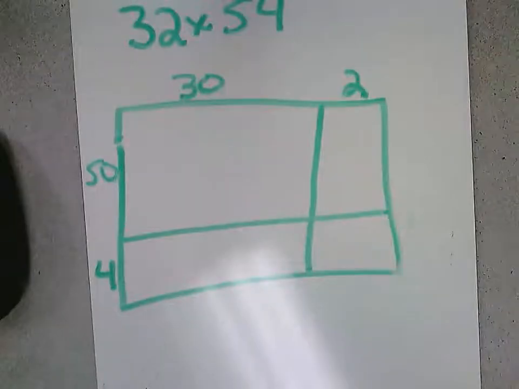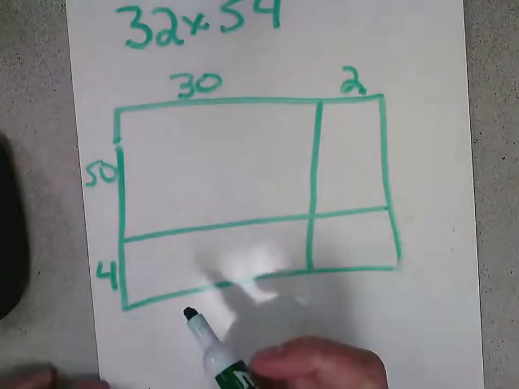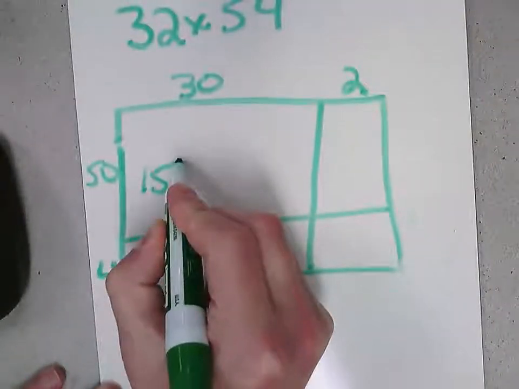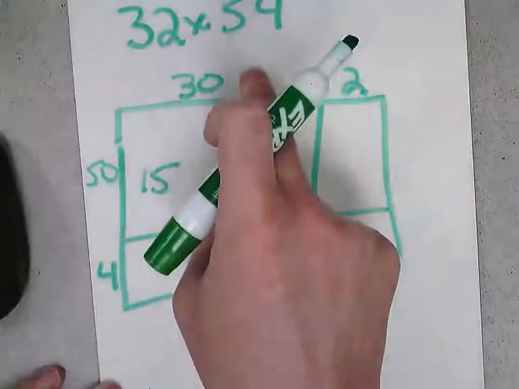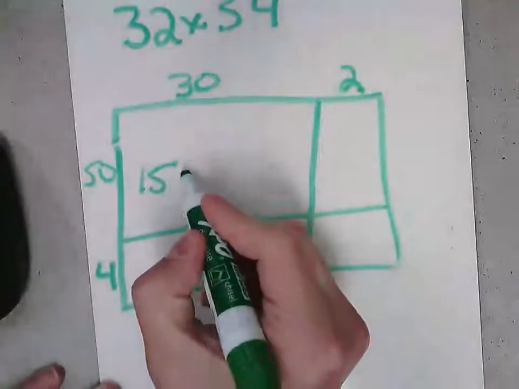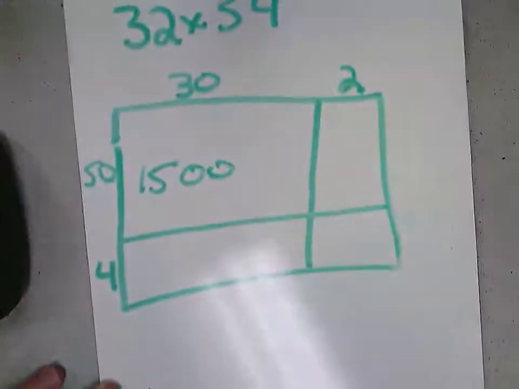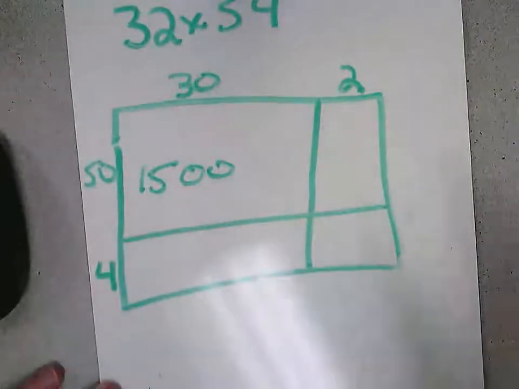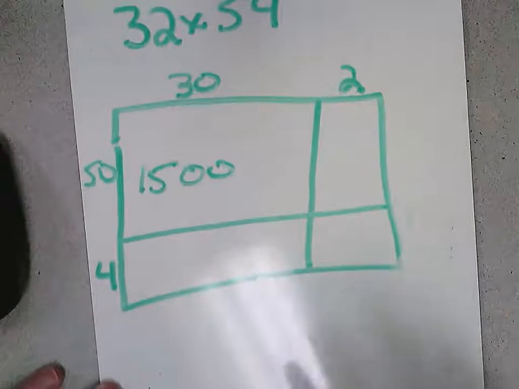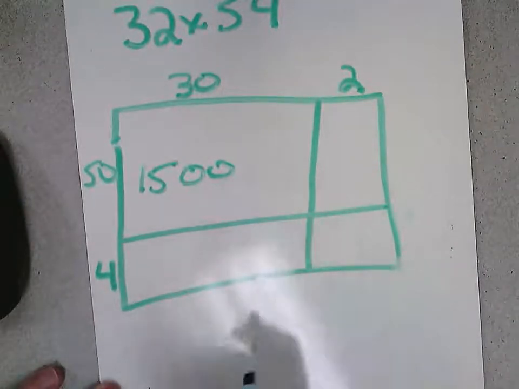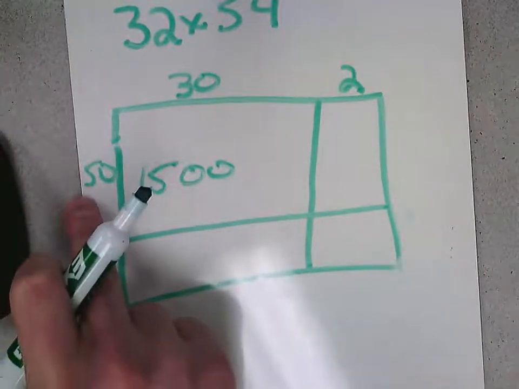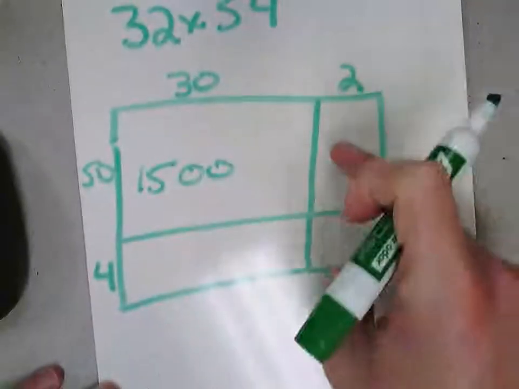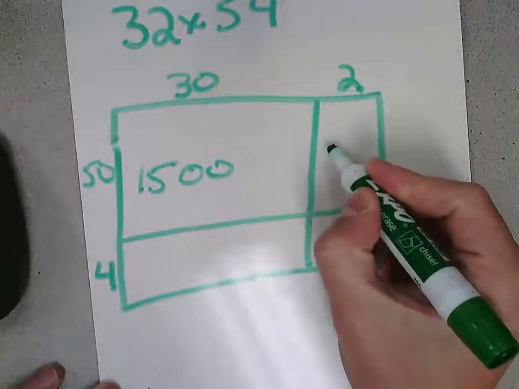So if we're working it out, and we've labeled it correctly, think of it as 5 times 3 is 15, but it's 5 tens and 3 tens, so it's 15 hundreds, or 1,500. Now, it doesn't matter which order we do it in, as long as we're multiplying the correct numbers. So we'll just do 50 times 2 here, because it's where they cross. 50 times 2, well, 2 50s is 100.